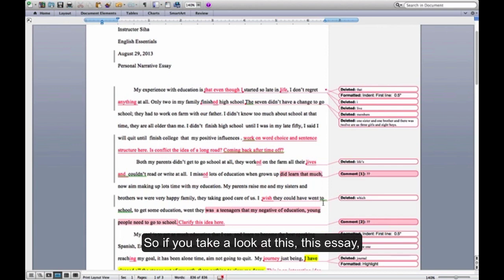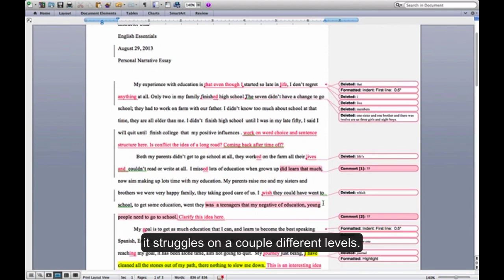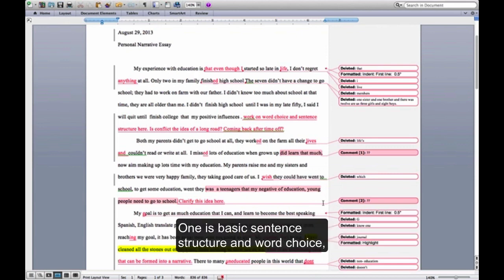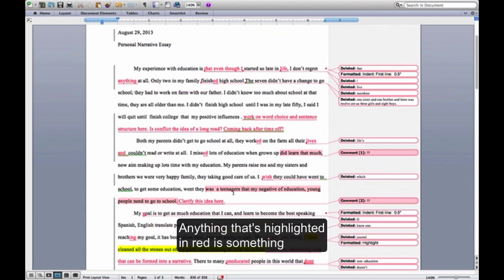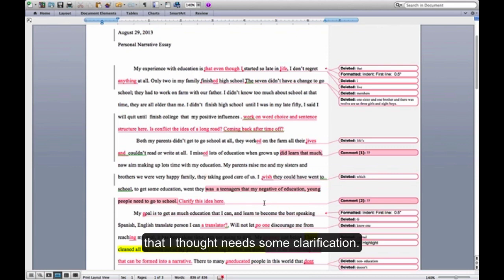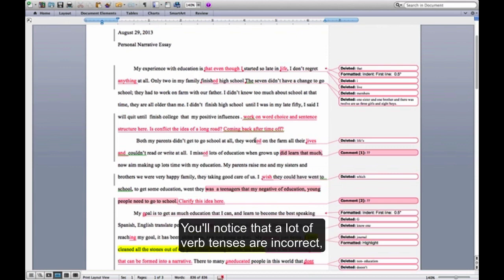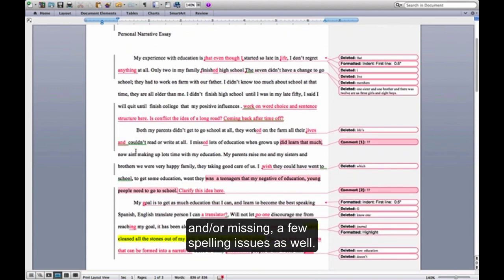So if you take a look at this essay, it struggles on a couple different levels. One is basic sentence structure and word choice, and you'll see that I corrected a lot of the word choice issues and some of the sentence issues. Anything that's highlighted in red is something that I thought needs some clarification. You'll notice that a lot of verb tenses are incorrect and or missing. A few spelling issues as well.